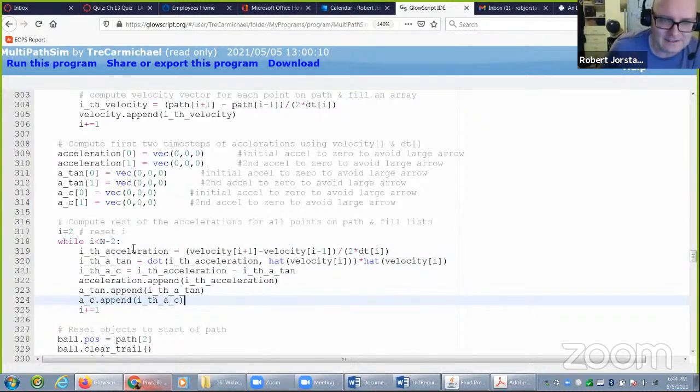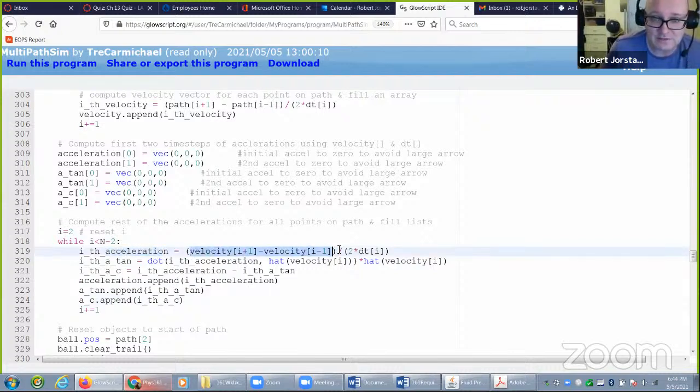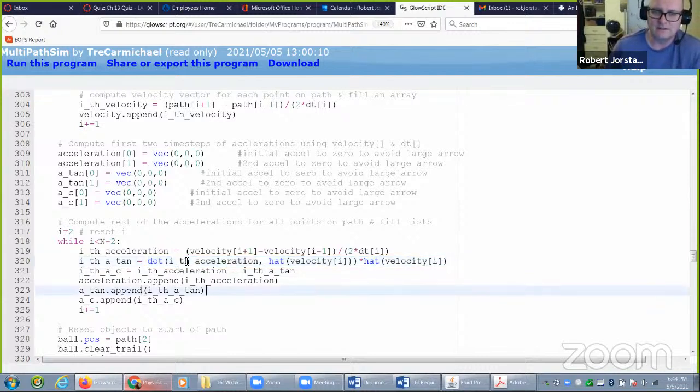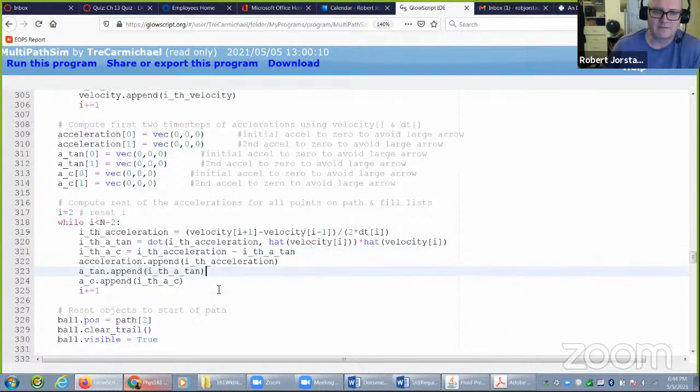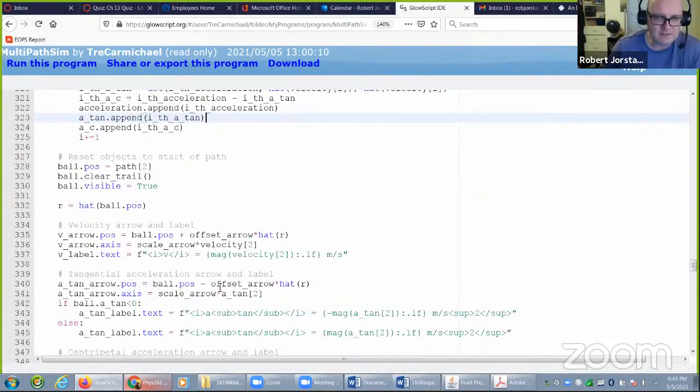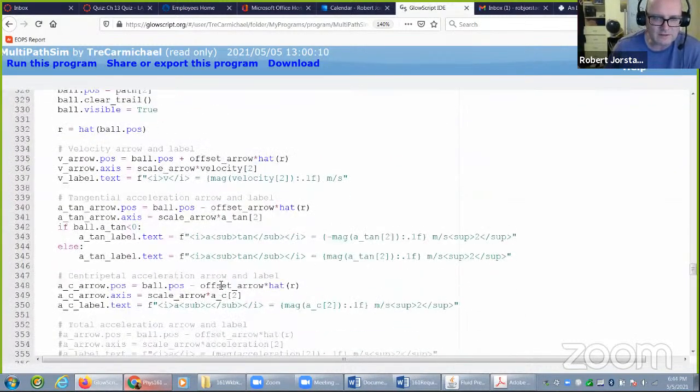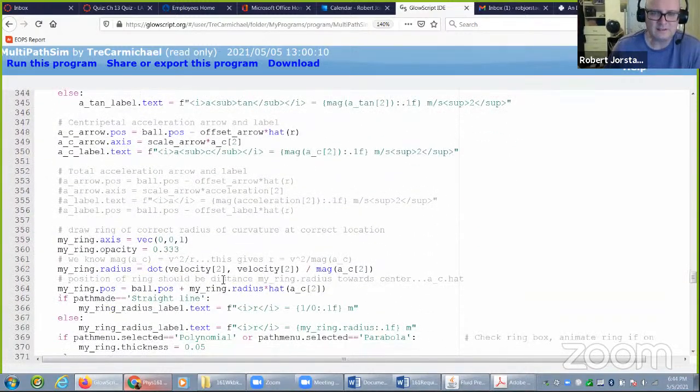But the idea here is you figure out the acceleration by saying it's the change in velocity over the change in time. Now here I made the velocity an array, but whatever, right? And then you get the components by using these dot products and hats. So this gets you the part that's tangent to the curve. You subtract off the rest to get the part that's perpendicular to the curve. And then from that, somewhere in here, I figured out the radius. Where did I do that? Here's how I got the radius.